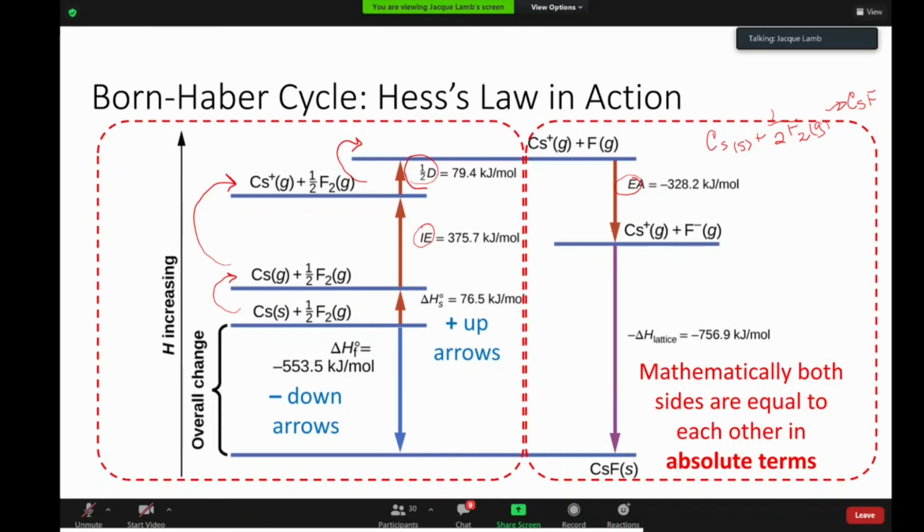Lattice energy is defined as the energy released when 2 isolated ions come together. And so we can do this in what we call a Born-Haber cycle, which is essentially Hess's law in action. We can measure each of those steps. We know that the overall enthalpy for this reaction is a -553. So we know the left side, and so we can calculate the lattice energy because we can calculate every other piece of this reaction, and mathematically the 2 sides have to equal each other.